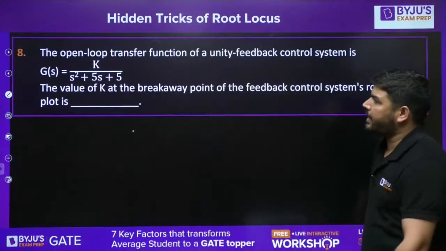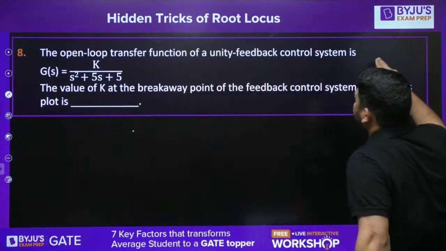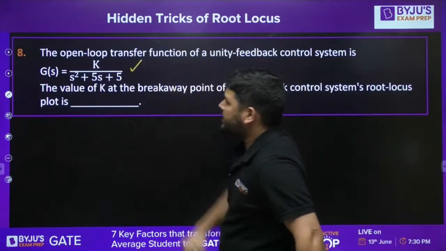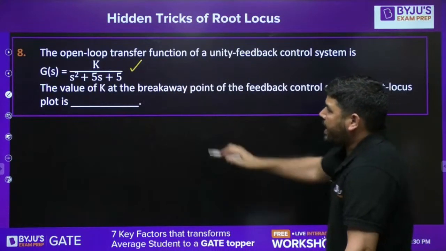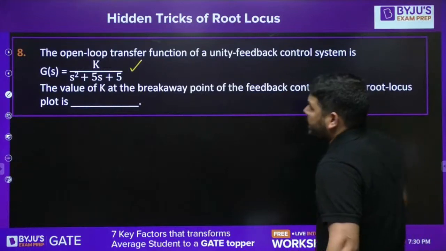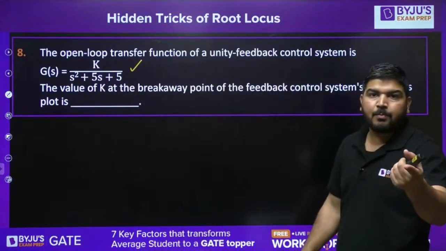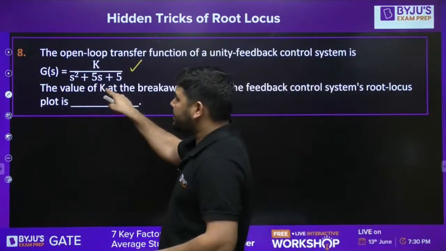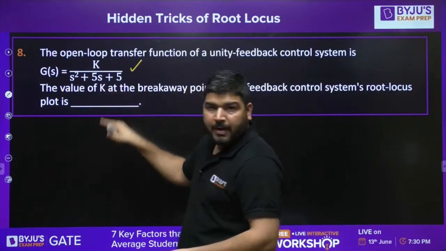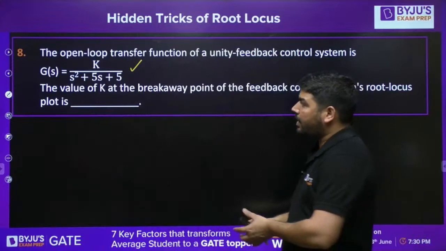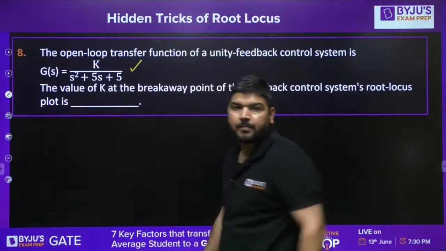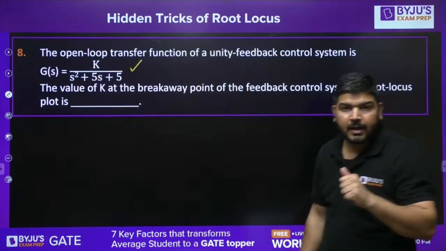The next question on your screen is, the open loop transfer function of a unity feedback control system is given as this. This is my G(s)H(s). The value of K at the breakaway point of the feedback control. It means first we need to calculate the breakaway point. Once we get the breakaway point, we can calculate the K value.